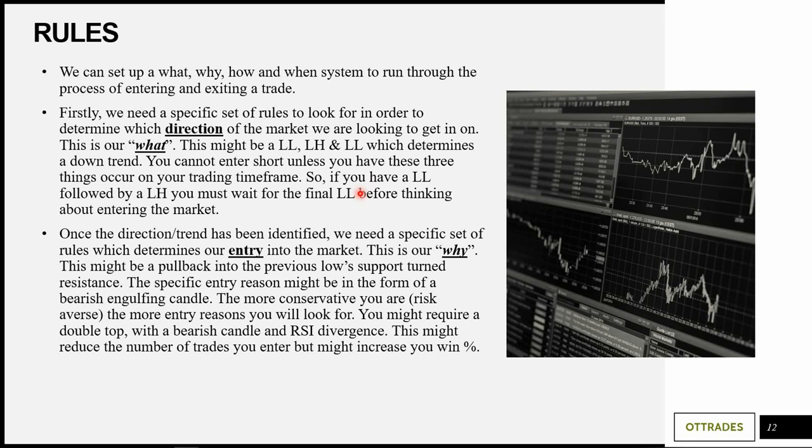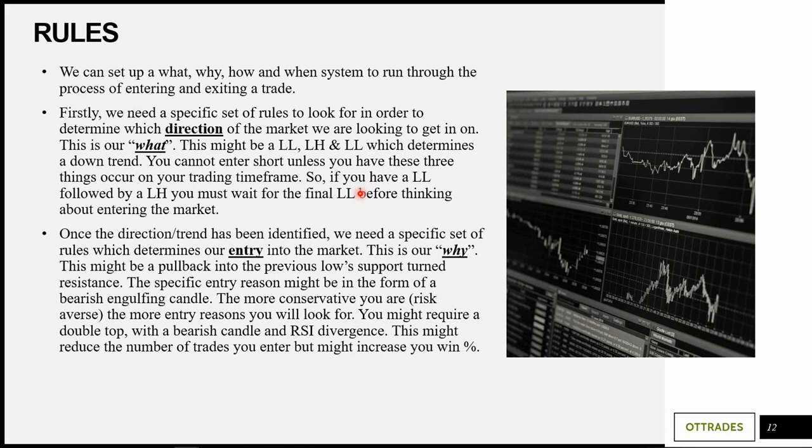So it says at the bottom there, might reduce the number of trades you enter, but by adding specific filters, you might increase your win percentage. So if you just look for bearish engulfing candles, they're likely to appear more often than a double top with a bearish engulfing candle. But because they appear more often, they're likely to be less reliable. So you're going to have more trades, but you might lose more than you win.